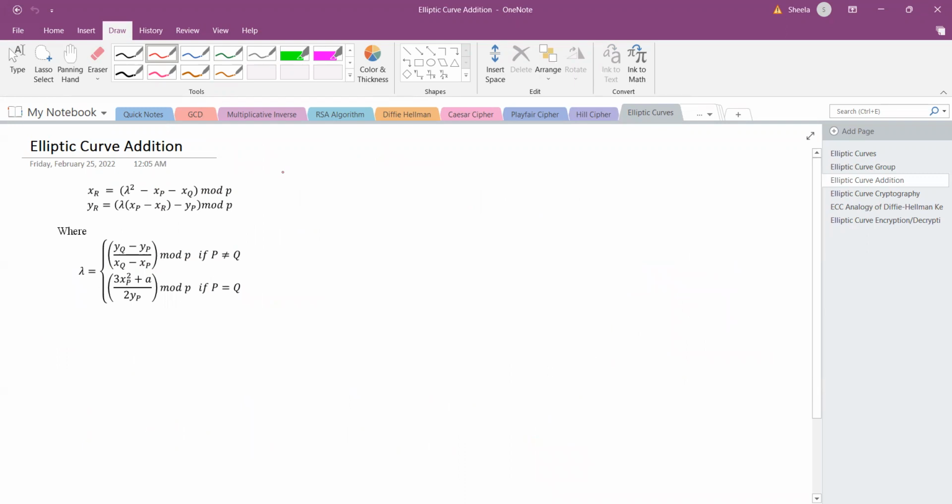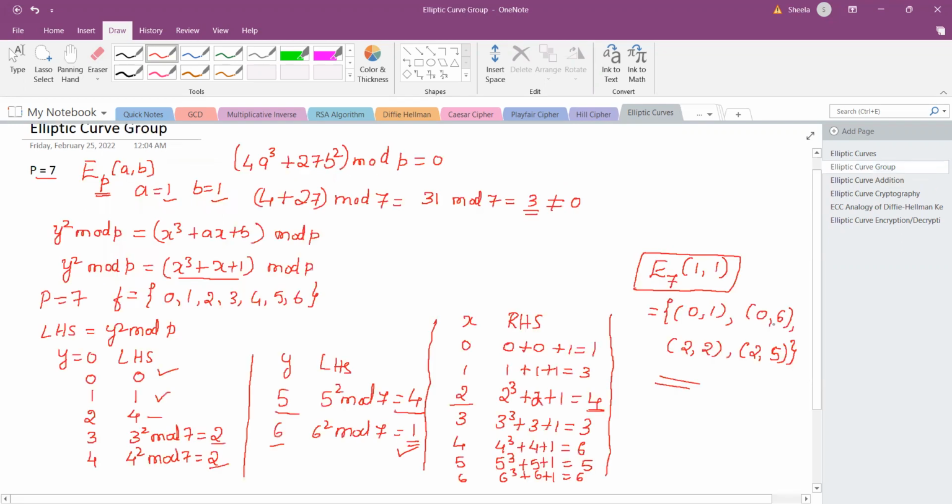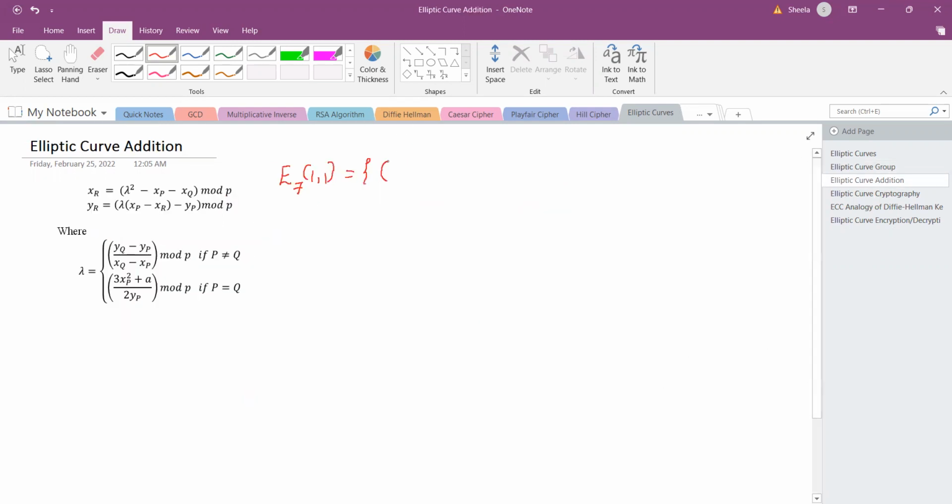So here the elliptic curve group is E7 of 1, 1, and the corresponding points are 0, 1, 0, 6, 2, 2, and 2, 5. So we are going to get 0, 1, 0, 6, and 2, 2, 2, 5. So these are the elliptic curve points.